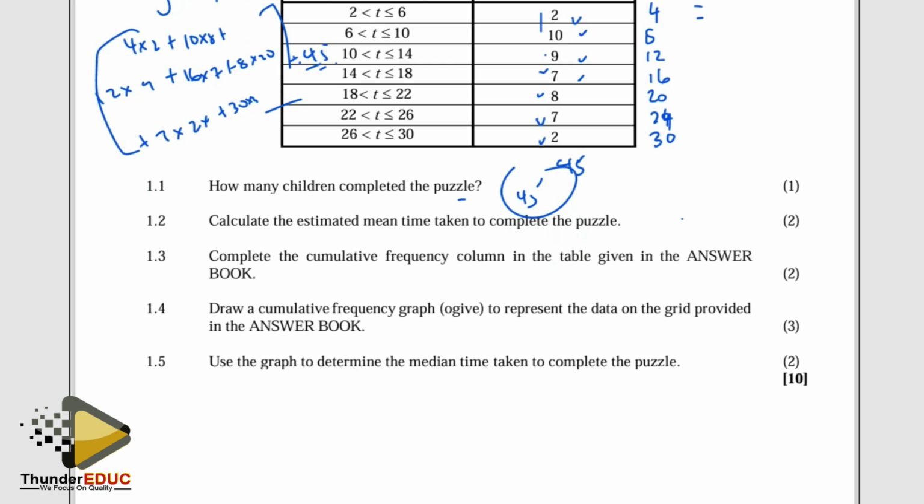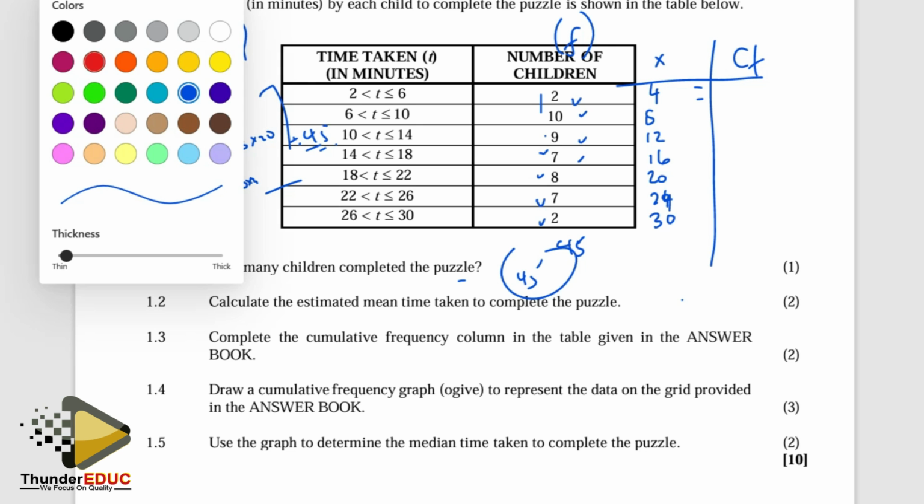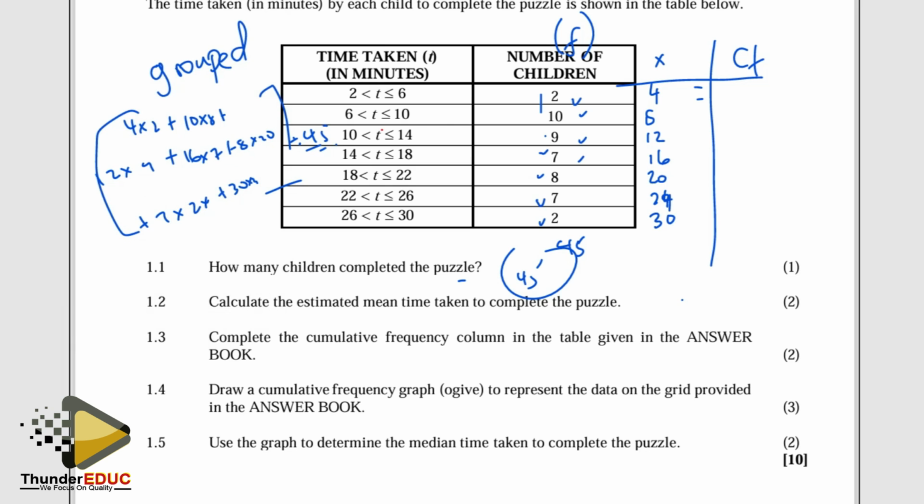Then complete the cumulative frequency. I'll just try to squeeze it in here. So cumulative, we are adding and growing. The first cumulative must be the same as the first frequency value, so this has to be a 2. And then 2 plus 10, that must give me a 12. 12 plus 9, that's 21.